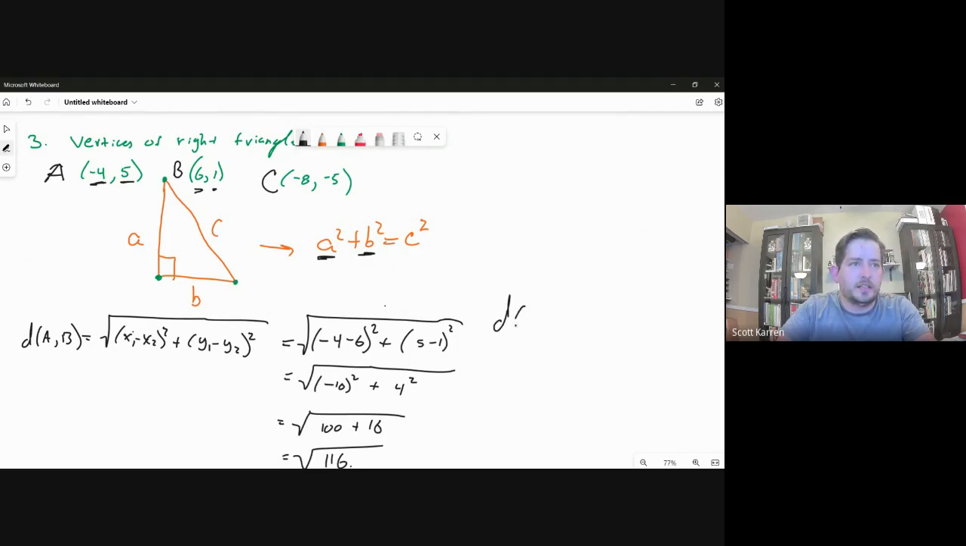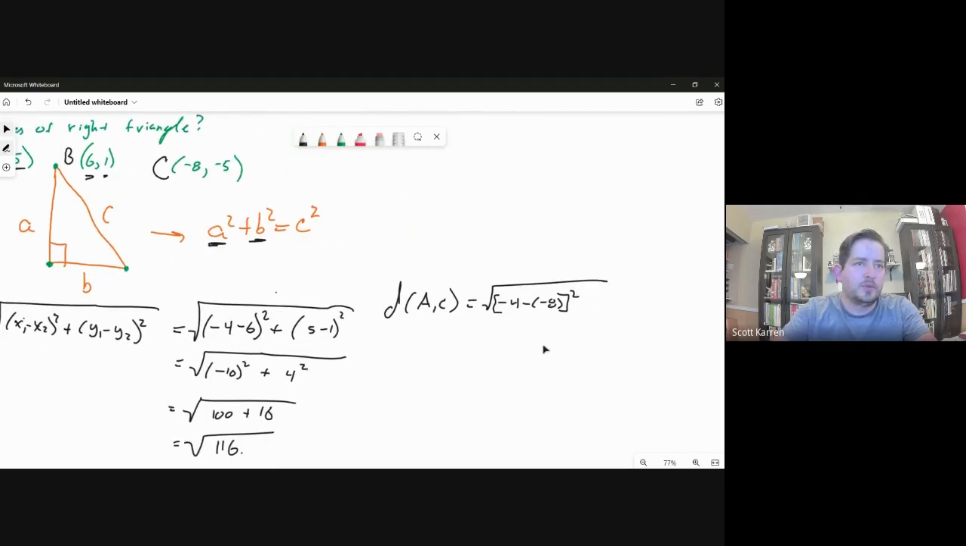So let's find here the distance between A and C. And that's taking the difference of the x values. So the x value of point A is -4 minus the x value of C. So that's minus -8. And that all gets squared. Plus the difference in their y values. So 5 minus -5. And that gets squared.